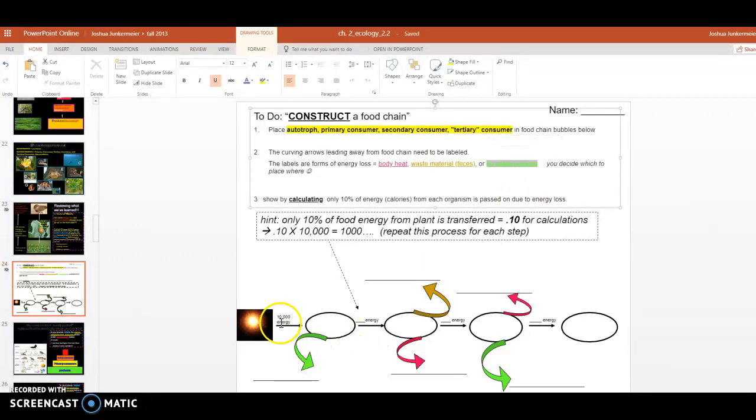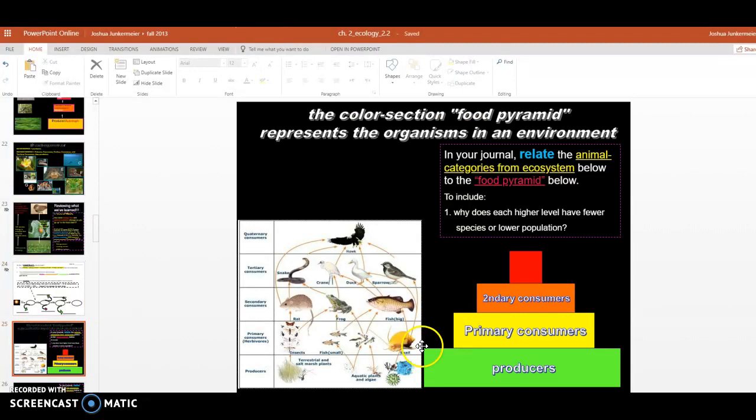This is how energy loss occurs. And we've also studied that only 10% of food energy is transferred each step of the way. 10% energy transfer makes it easy to calculate how much energy is available for any consumer level. We then moved on to slide 25, and that was our first time seeing this pyramid shape here that I'm calling a food pyramid.